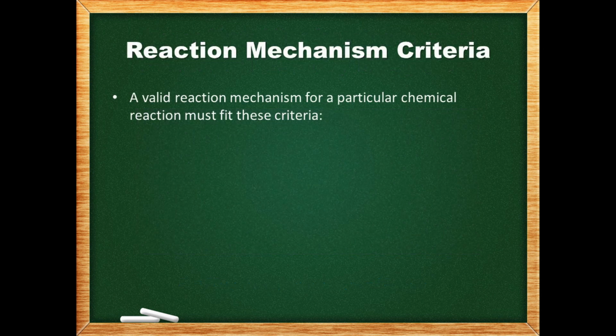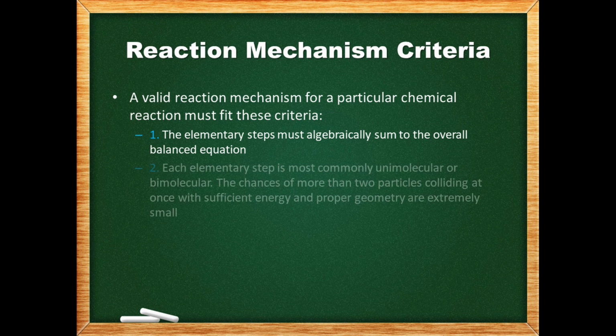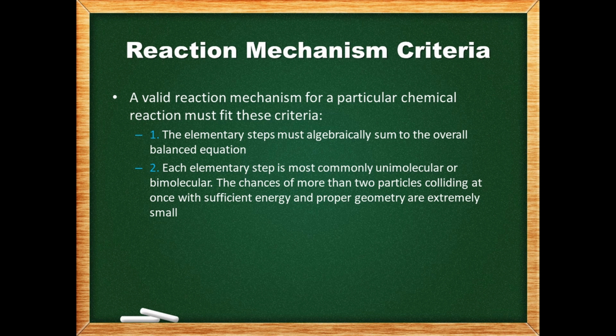For a reaction mechanism to be valid for a particular chemical reaction, it must fit these criteria. The elementary steps must algebraically sum to the overall balanced equation. Each elementary step is most commonly unimolecular or bimolecular. There is an extremely low chance of more than 2 particles colliding at once with sufficient energy and proper geometry. Finally, the reaction mechanism must correlate with the rate law.